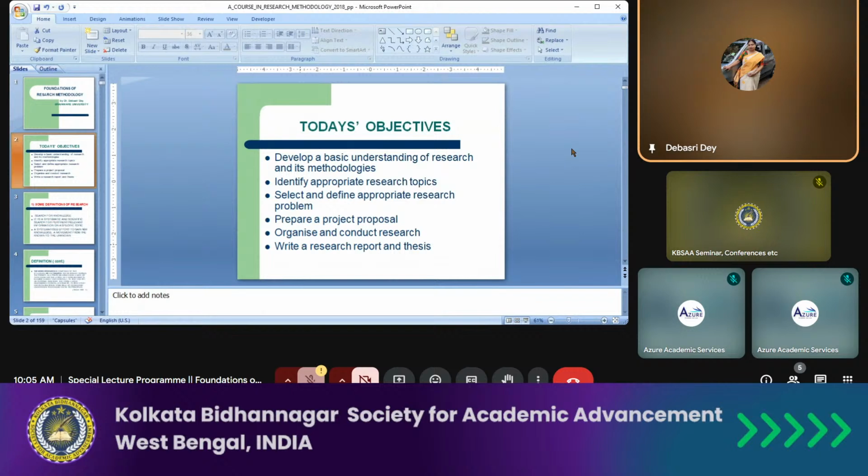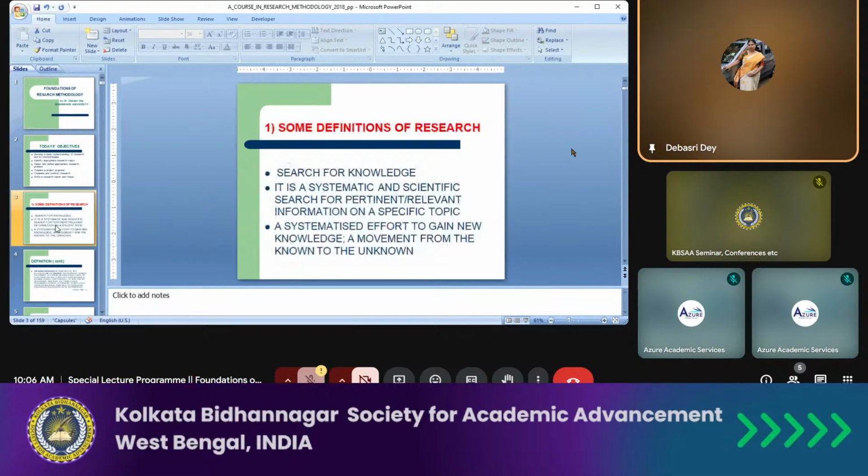Taking an example, next we will discuss how to organize and conduct a research, and how to write a research report and thesis. That is far beyond, but this is actually the foundation, this is the framework I want to highlight. In this framework, first I have to explain what a research is.